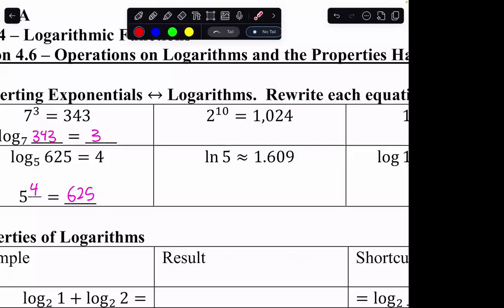Notice how the base is below the word log, and then the argument is on the same line as it? You're kind of writing it with the base on the same level, and then this has an exponent.